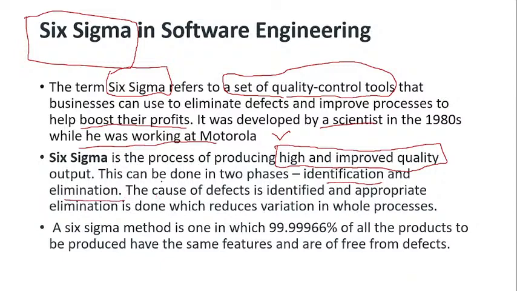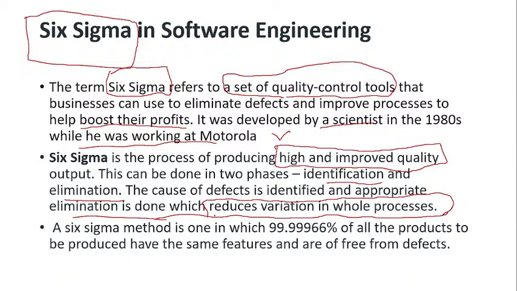Six Sigma process means you need to identify the defects and eliminate them. The cause of defects is identified and appropriate elimination is done, which reduces the variation in the whole process. Identification of defects and elimination are the main steps involved in Six Sigma, which reduces the variation in the whole process.